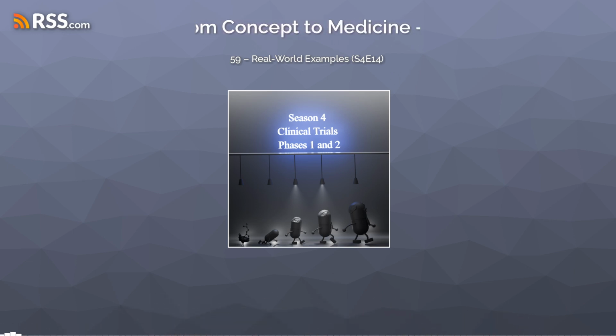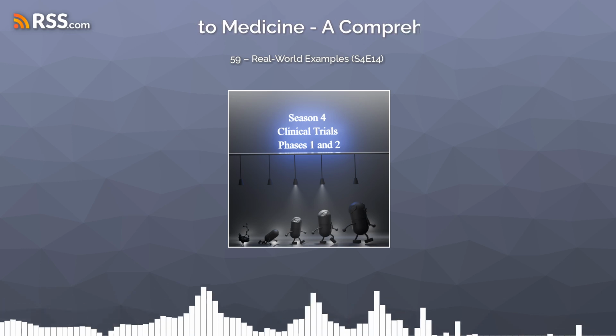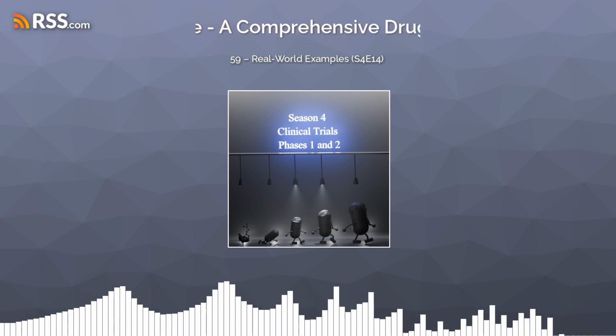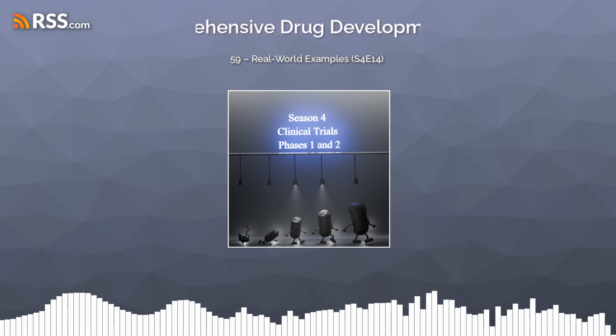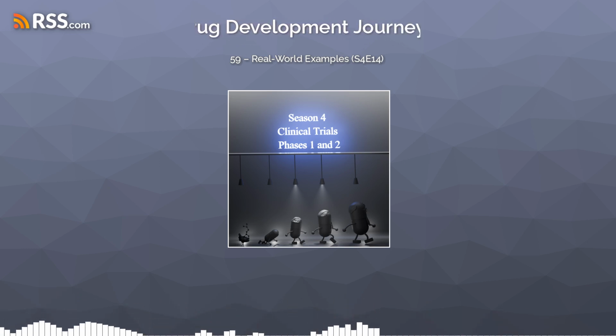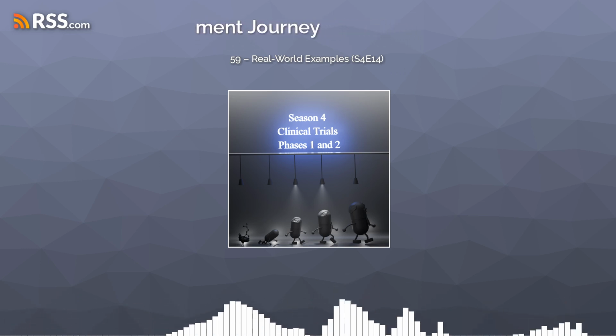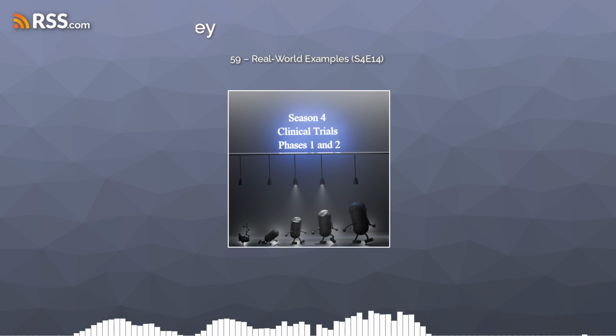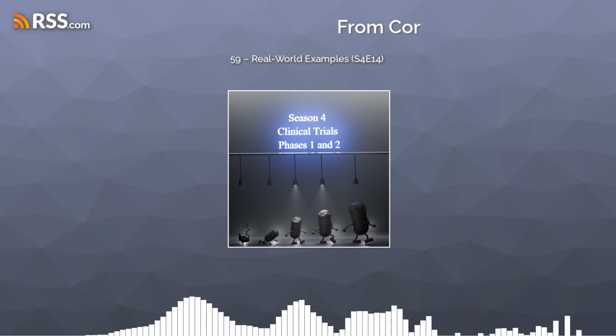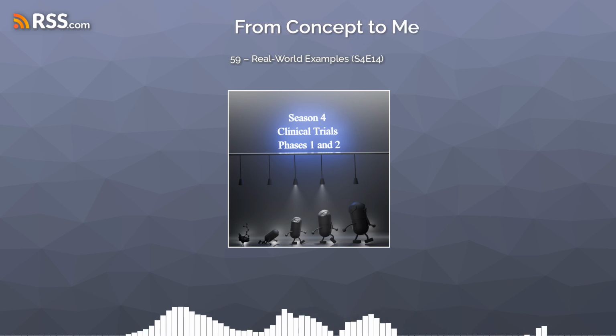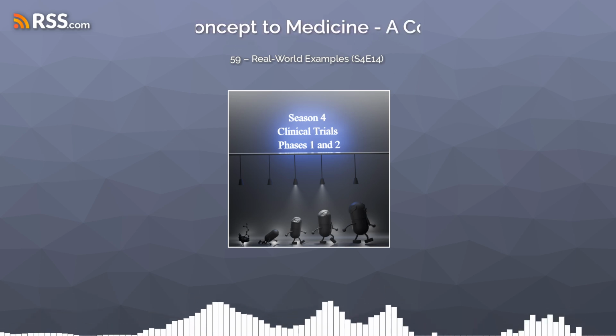So thinking about all of these examples we've discussed, what are the key takeaways here? What have we learned from seeing how these adaptive designs are being used in the real world? Well, I think the biggest takeaway is that adaptive designs are not just theoretical ideas. They're actually being implemented successfully in all sorts of different therapeutic areas and for different types of drugs.